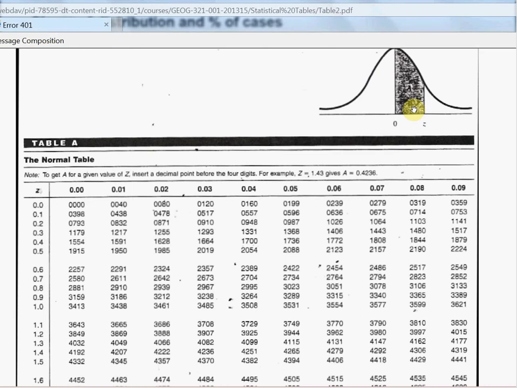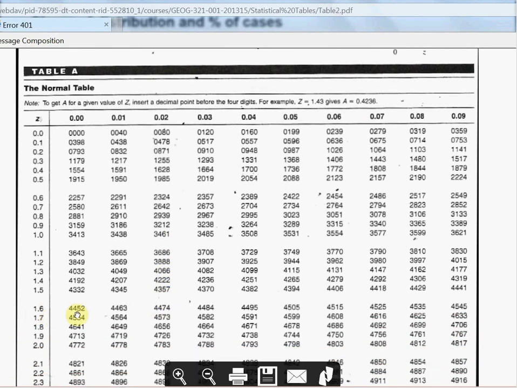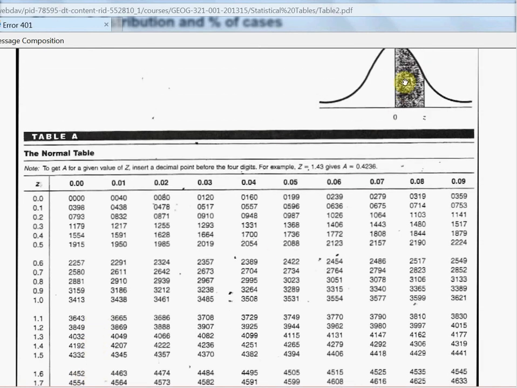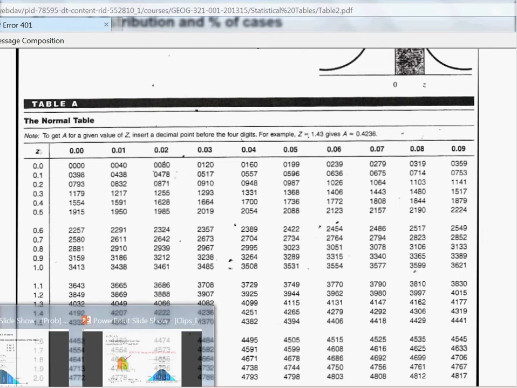Now, what if this z-score is 1.6? Then that percentage would be 44.52. So this area would be 44.52%. Okay. What about this? What about here?